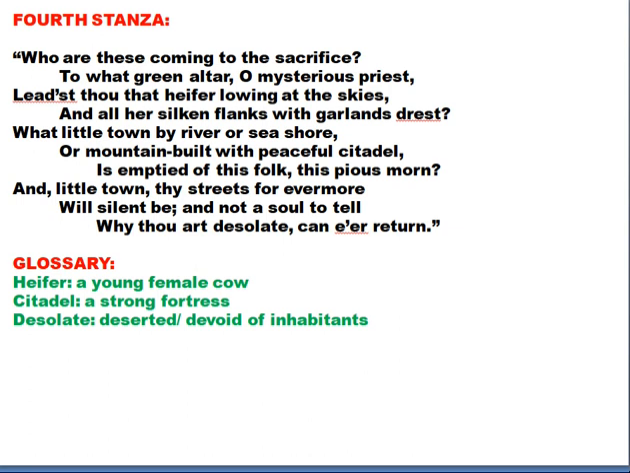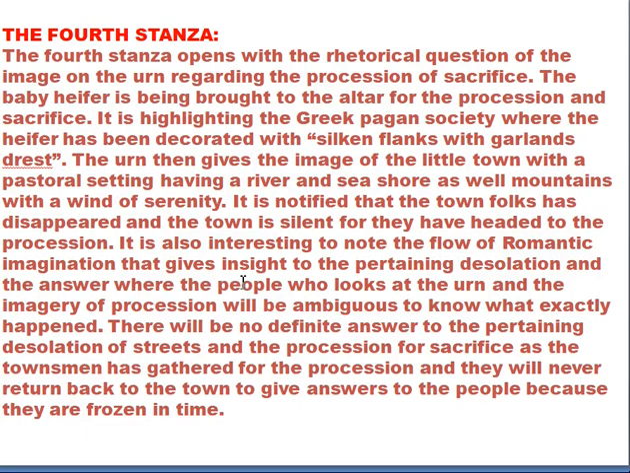Now, talking about the paraphrase of this particular stanza, that is the fourth stanza, it goes like this. The fourth stanza opens with the rhetorical question of the image of the urn regarding the procession of sacrifice. The baby heifer is being brought to the altar for procession and sacrifice. It is highlighting the Greek pagan society where the heifer has been decorated with silken flanks with garlands dressed. The urn then gives the image of the little town with a pastoral setting having a river and seashore as well as mountains with a wind of serenity.